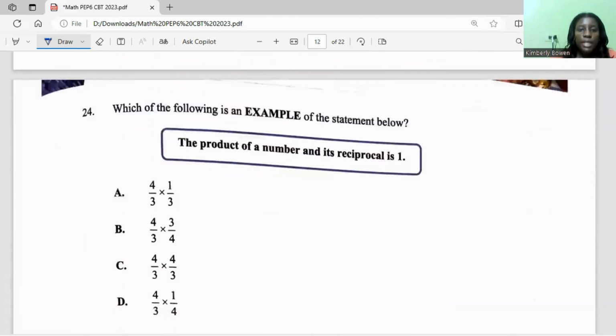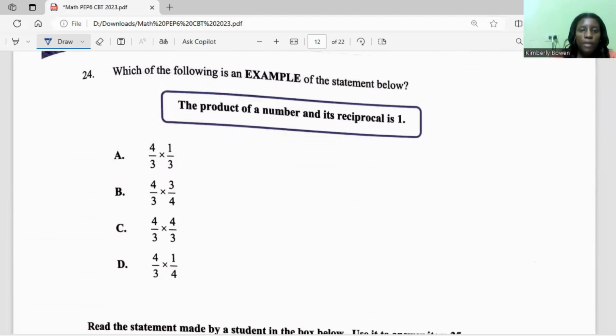Which of the following is an example of the statement below? The product of a number and its reciprocal is 1. Or, which of the following is an example of the statement below? The product of a number and its reciprocal is 1.